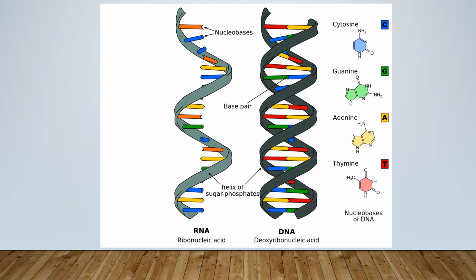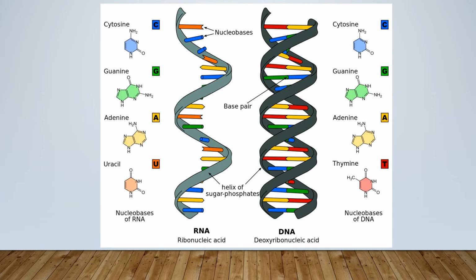You'll also remember the bases, so cytosine, guanine, adenine, thymine on our DNA, whereas we have cytosine, guanine, adenine and uracil. And again, the complementary base pairings, so again U takes over from T on RNA.